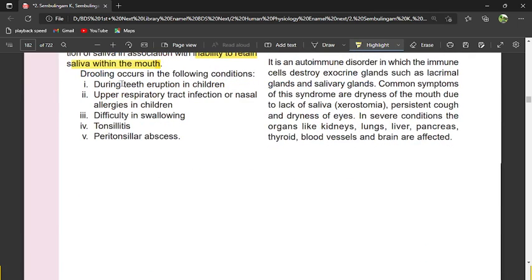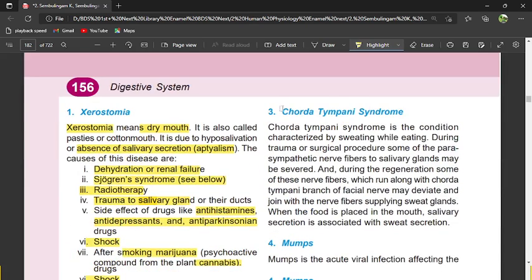Drooling occurs in the following conditions: during your teeth eruption in children, जब बच्चे के मुंह में दांत आते हैं; difficulty in swallowing, खाना ज़्यादा swallowing नहीं होता है तब सलाइवा निकल जाता है; upper respiratory tract infection और nasal allergies in children, जब किसी को सर्दी या जुकाम भी आता है तब भी आप बेड में सो रहे होंगे तब भी सलाइवा मुंह से निकलने के चांस, आपने देखा होगा अपने लाइफ में एटलीस्ट वन टाइम। Tonsillitis, जब inflammation of tonsils, peritonsillar abscesses, so in such conditions also.